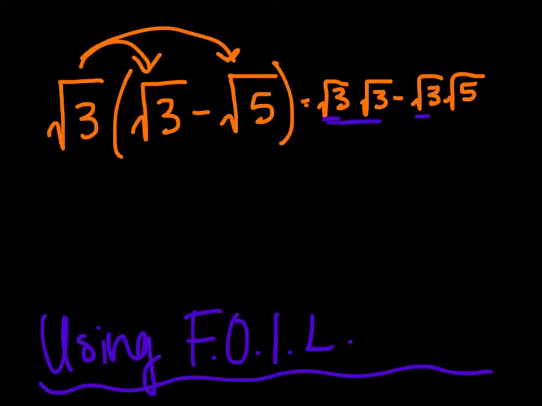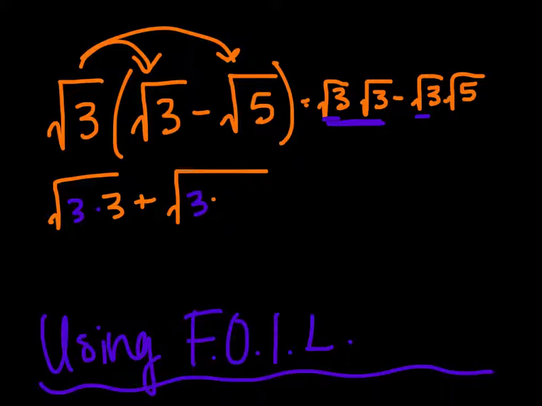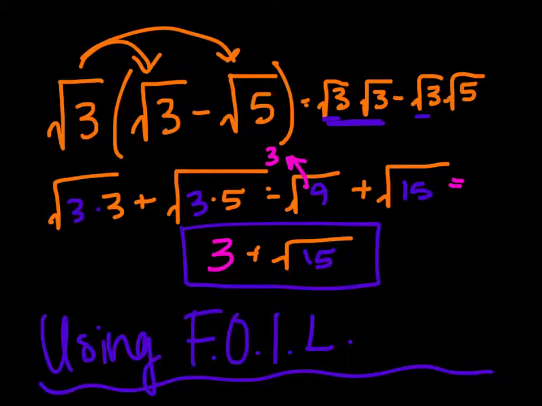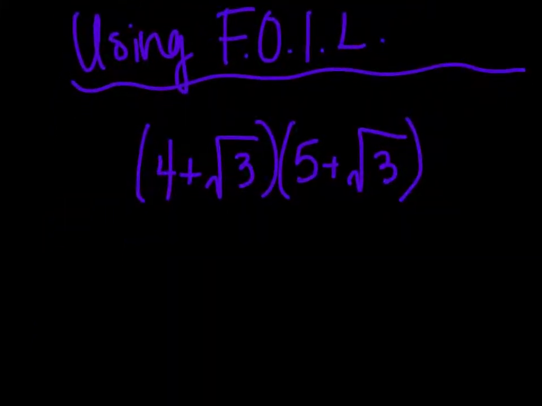So let's do a little bit of math. We have the square root of 3 times 3 plus the square root of 3 times 5. Square root of 3 times 3 means the square root of 9 plus the square root of 15. Can't do anything with that square root of 15, but the square root of 9, that becomes a 3. So our final answer for this is going to be 3 plus the square root of 15. Done.